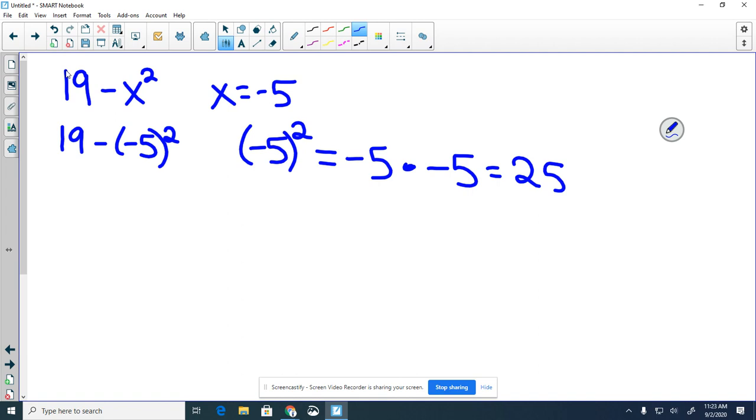Okay? So we're going to get 19. This minus right here is not the minus from right here. I think a lot of people thought they were doing this.